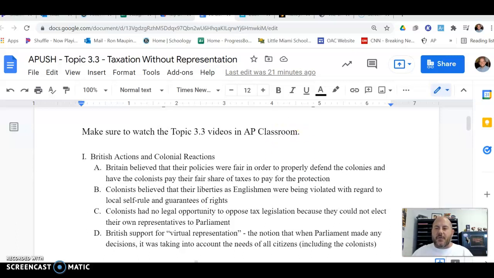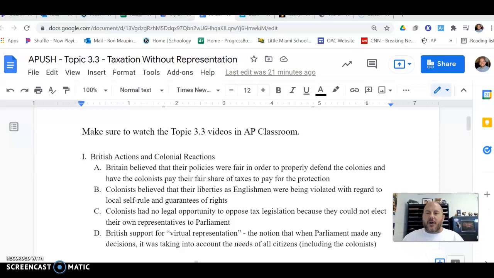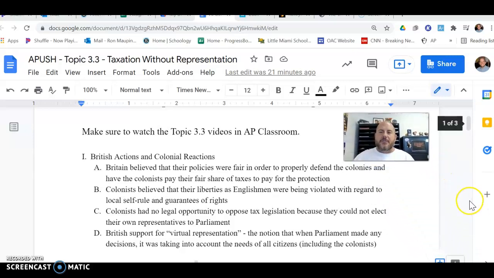So if you are concerned about the morality of this taxation, well, you have to understand that you are being virtually represented. Your needs are being considered by folks in Parliament. Even though you may not have chosen these folks, your needs are being considered. But of course, that's not going to be good enough for the colonists, for sure. This is going to be a matter of principle more than money. So that's a very important thing that you want to keep in mind.